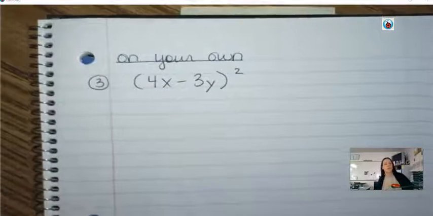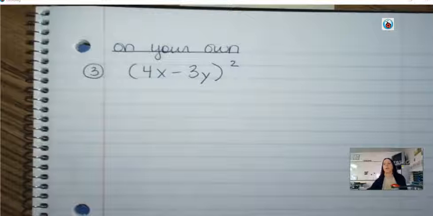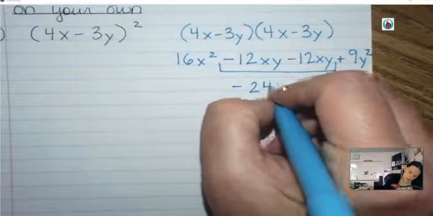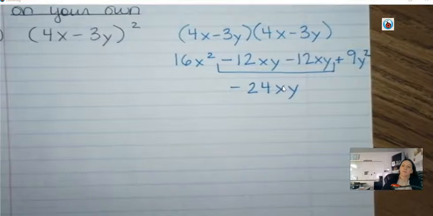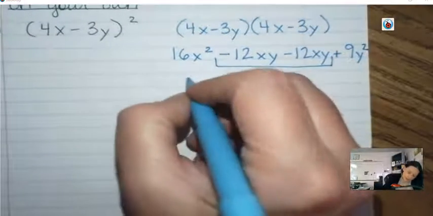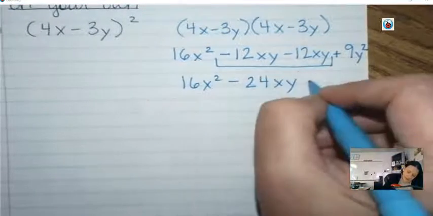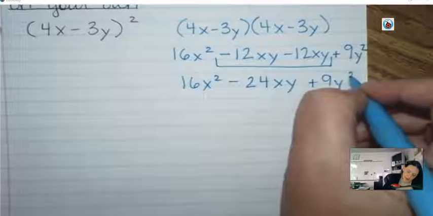4x minus 3y squared. And you can do it either way. You can do FOIL or you can do the shortcut. 24 of those xy's. And I still have 16x squared, and I have plus 9y squared at the end.